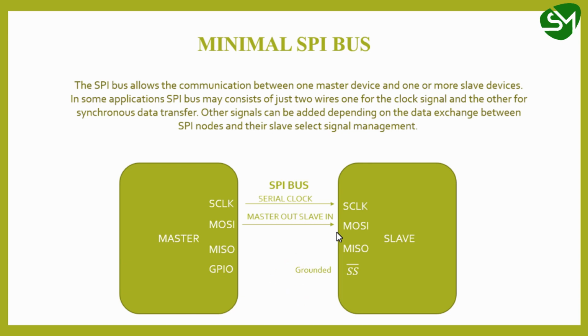So depending on your application, you can reduce the number of buses used. That is, if you are using only one master and one slave, and if you are only transferring the data from your master to slave, or if you are transferring the data only from your slave to master, then you can minimize the number of buses as required. As you can see in this case, we are using only SCK and MOSI of the master. That is, the master is only transferring the data to the slave.